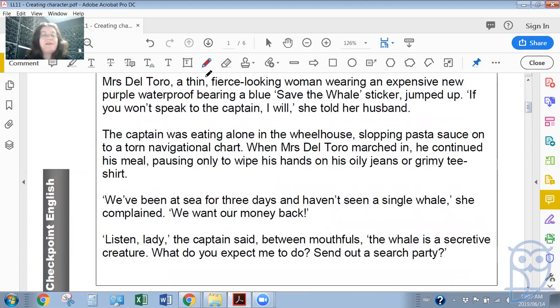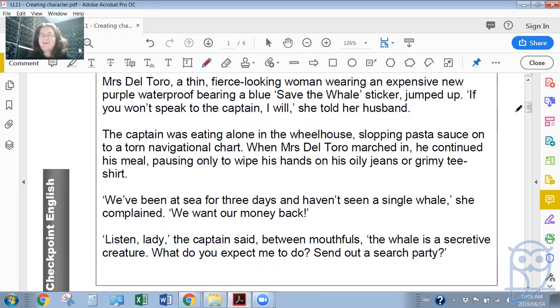Mrs. Del Toro, a thin, fierce-looking woman, wearing an expensive new purple waterproof, bearing a blue Save the Whale sticker, jumped up. If you won't speak to the captain, I will, she told her husband. The captain was eating alone in the wheelhouse, slapping pasta sauce onto a torn navigational chart. When Mrs. Del Toro marched in, he continued his meal, pausing only to wipe his hands on his oily jeans or grimy t-shirt. We've been at sea for 3 days and haven't seen a single whale, she complained. We want our money back. Listen, lady, the captain said between mouthfuls. The whale is a secretive creature. What do you expect me to do? Send out a search party?